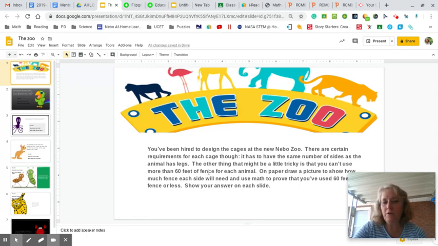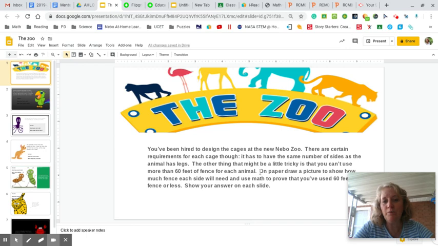There are certain requirements that each cage has to have. It has to have the same number of sides as animals have legs. So if you have a four-legged animal, how many sides do you have? 4. The other thing that might be a little bit tricky is that you can't use more than 60 feet of fence for each animal. Okay, so no perimeter can be bigger than 60 feet.